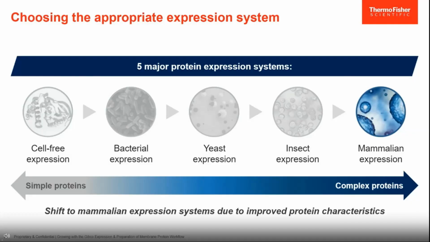Today, mammalian and to some extent insect expression systems have become the gold standard. However, we will focus on mammalian cell expression for the duration of this presentation, as there has been a greater shift towards mammalian expression systems due to their improved protein characteristics.